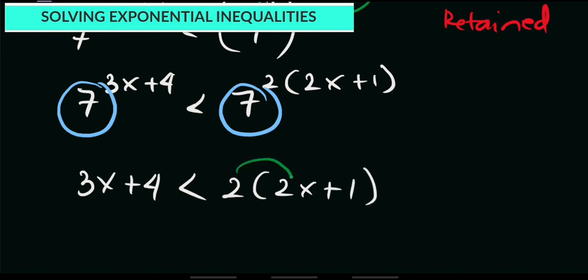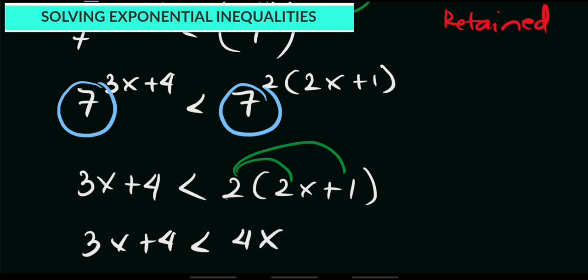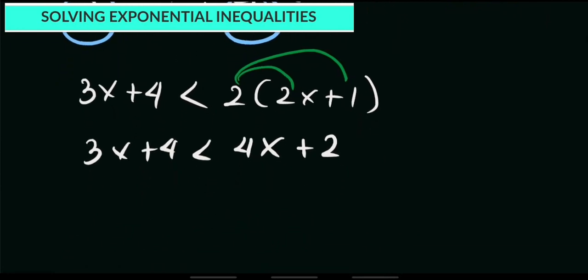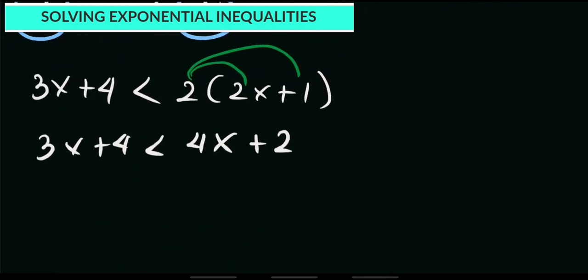So let's distribute the value of 2x and 1. Therefore, it will give us 3x plus 4 is less than 2 times 2x, that is 4x. And then 2 times 1, that is plus 2. Right? So, combine like terms lang. Okay? Sunod-sunod na yung mga step natin. So, combine like terms, let's combine 3x and 4x and then positive 4 and 2. Right? So, to do that, I think we need to subtract 3x both sides. Subtract 3x both sides and subtract 2 both sides.